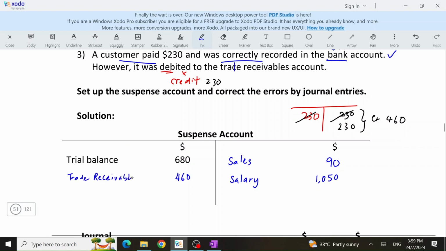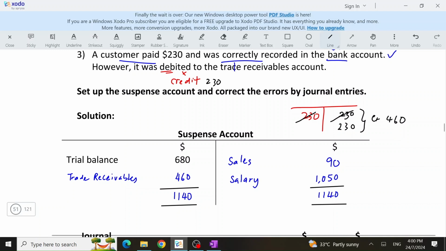I have corrected all 3 errors here. And let's sum up my suspense account. Both sides are now equal, right? 1140. So now your suspense account has no more balance. In other words, you can close your suspense account. It is only a temporary account. You understand?